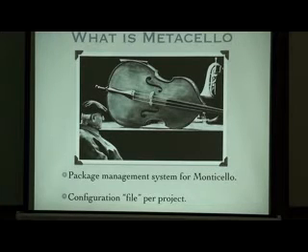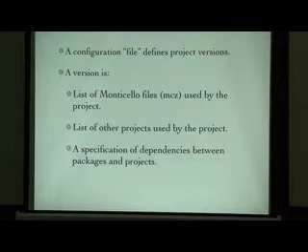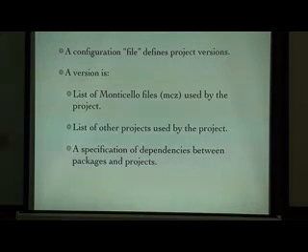So we have a configuration class that will describe our project that we want to manage with Metacello. This configuration file, because it will be a class, what does it contain? It contains several things, but in the beginning, we can just say that it's a set of Monticello versions for each of the packages.